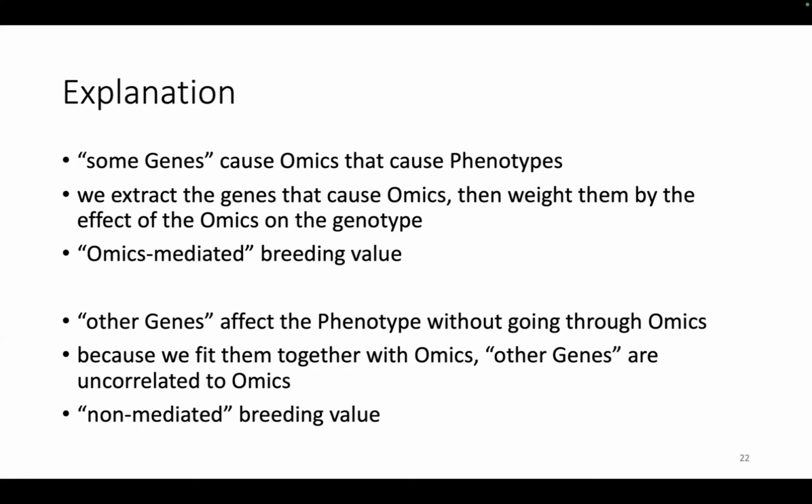And then you have other genes that don't mediate through omics, but they still affect the phenotype. And because we fit everything together, we can tell apart the genetic part that is mediated by omics from the genetic part that is not mediated by omics. And this is what we call non-mediated breeding values. So you have these two kinds of chunks.